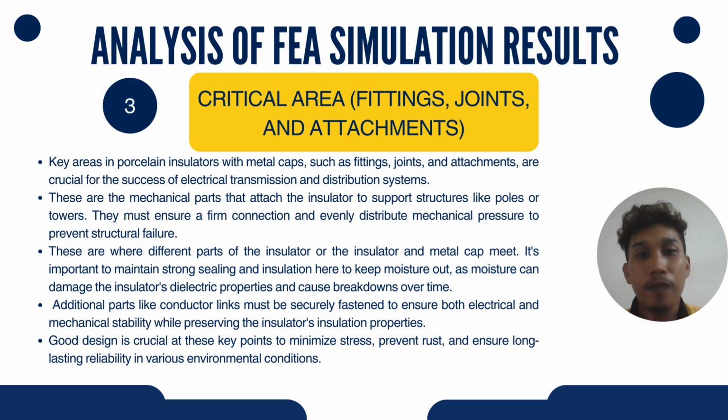Okay, we go to the next analysis, which is the critical area, which is fittings, joints, and attachments. The key areas in a porcelain insulator with metal caps, such as fittings, joints, and attachments, are crucial for the success of electrical transmission and distribution systems. These are the mechanical parts that attach the insulator to support structures like poles or towers. They must ensure a firm connection and evenly distribute mechanical pressure to prevent structural failure.